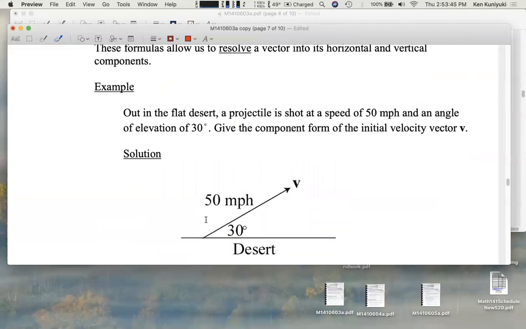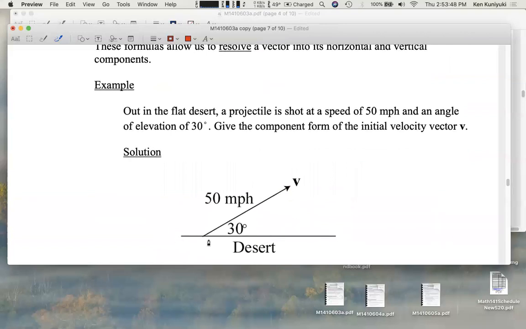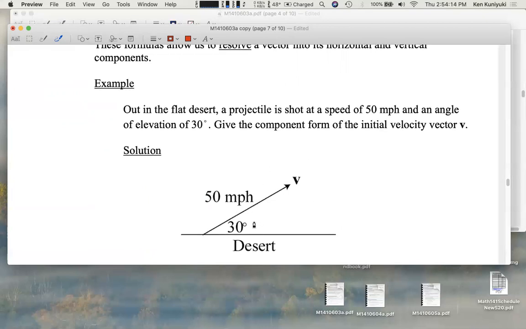Here's an example. Out in the flat desert, so it's not on a hill, out on the flat desert, let's say North Korea shoots a projectile at a speed of 50 miles per hour. That's pretty slow for a missile, but let's say that the initial speed of this missile is 50 miles per hour. That's a scalar. And the angle of elevation, this direction angle, is 30 degrees relative to the flat desert. Okay, so from this polar information, 30 degrees, that's the direction angle, that's theta, right?